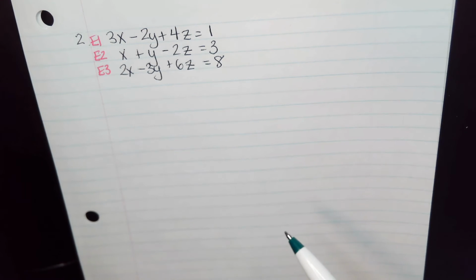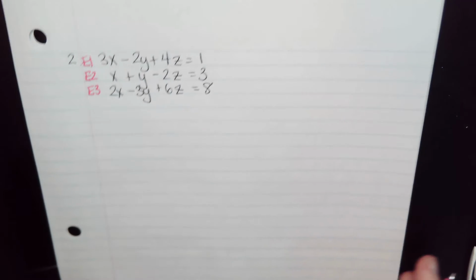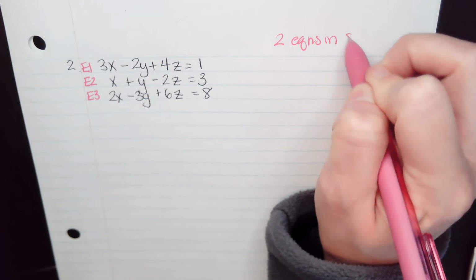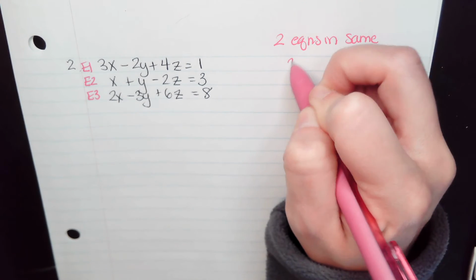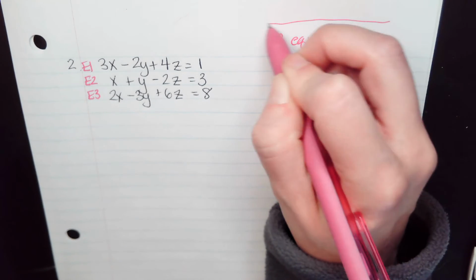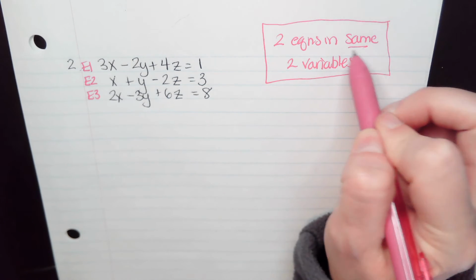All right, so again, our goal, let's write out our goal again, is to get two equations in the same two variables. Say that out loud so that you remember it. Really try to understand what that means. I need to get two equations in the same two variables.